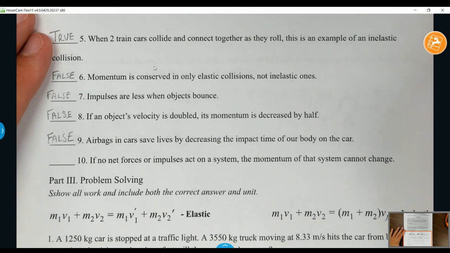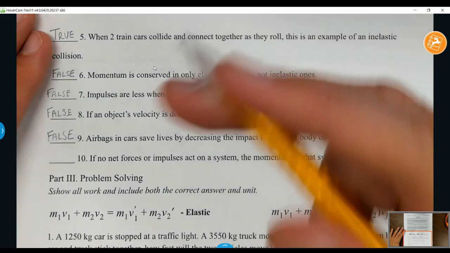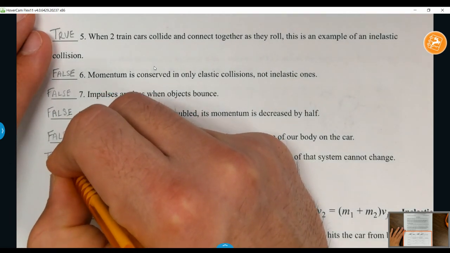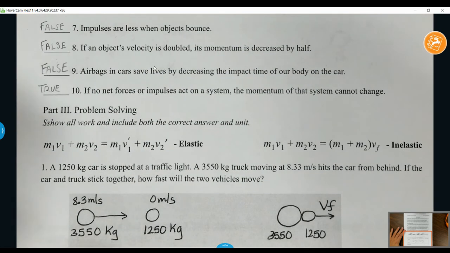If no net forces or impulse act on a system, the momentum of that system cannot change. That's true. Yeah, it would be true.